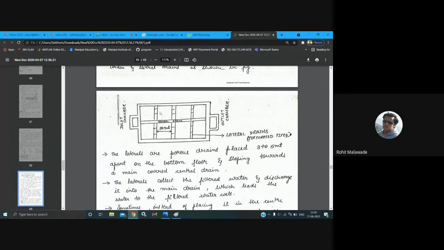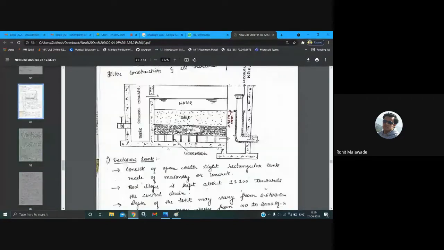We are going to maintain a slope of around 1 in 100 in these lateral drains. The water is going to be collected through these lateral drains, then through the central drain, and then it is going to be collected outside. This is the top view at your lateral drain and central drain level. This is your cross section at the lateral drain or at the central drain level.